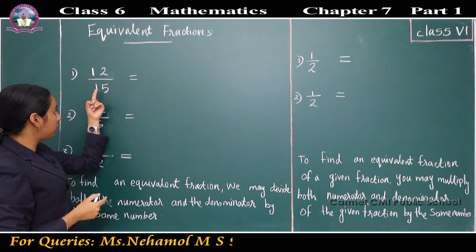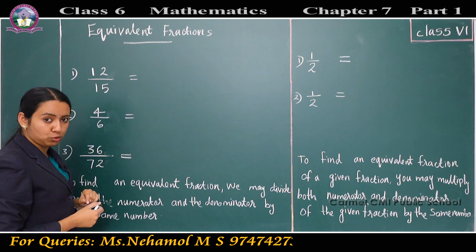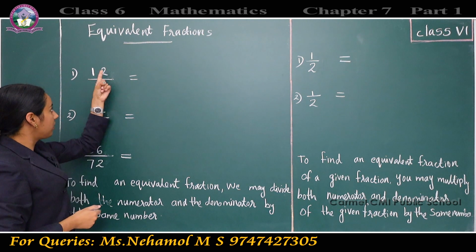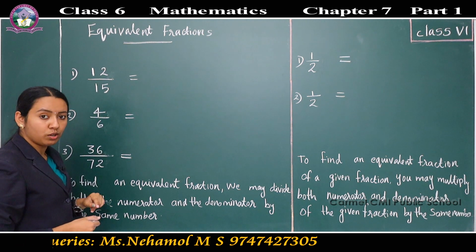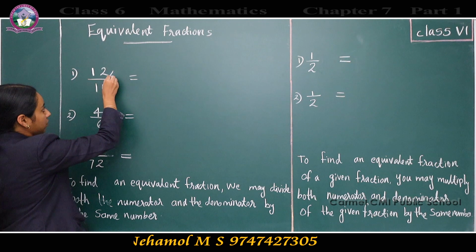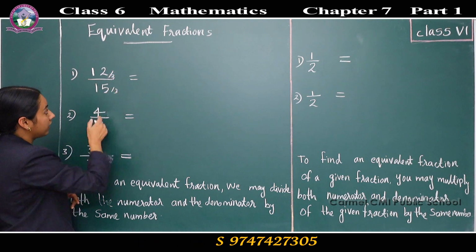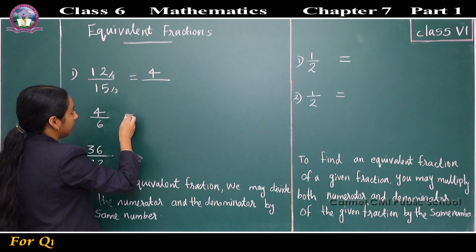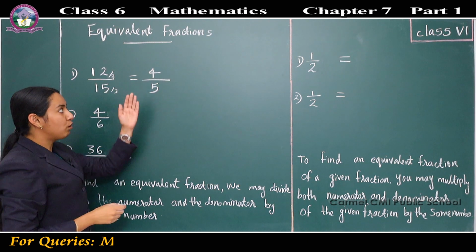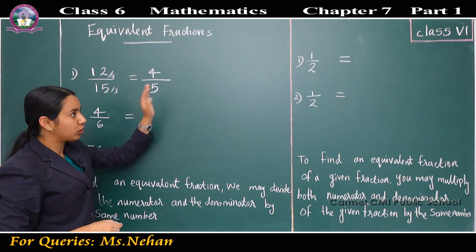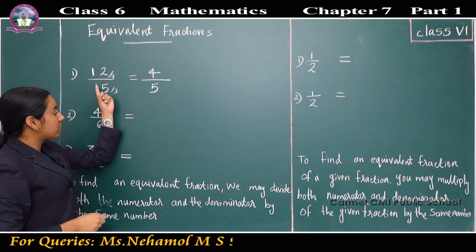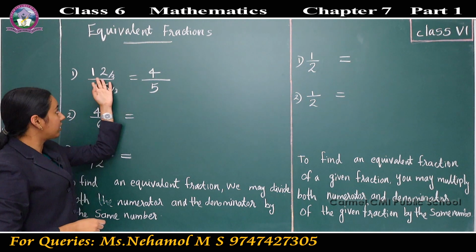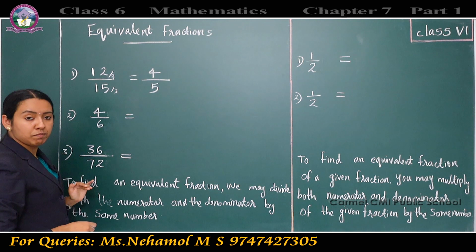Is it possible to divide both numerator and denominator by 2? No. So take any other number. What about 3? 12 is divisible by 3. 15 is also divisible by 3. So divide both numerator and denominator by 3. 12 by 3 is 4. Then 15 by 3 is 5. So 4 by 5. There is no other common divisor. 4 by 5 is an equivalent fraction of 12 by 15.